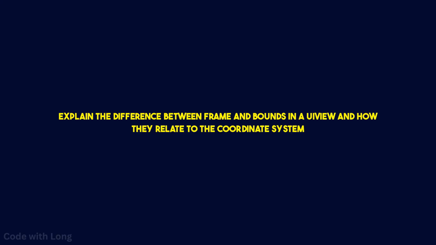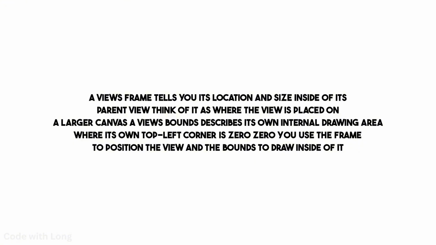Explain the difference between frame and bounds in a UI view, and how they relate to the coordinate system. A view's frame tells you its location and size inside of its parent view. Think of it as where the view is placed on a larger canvas. A view's bounds describes its own internal drawing area, where its own top left corner is 0, 0. You use the frame to position the view, and the bounds to draw inside of it.